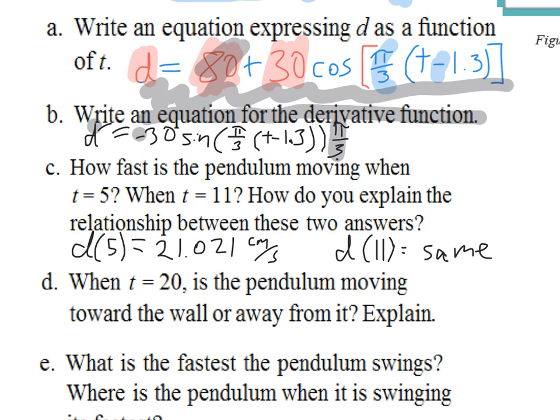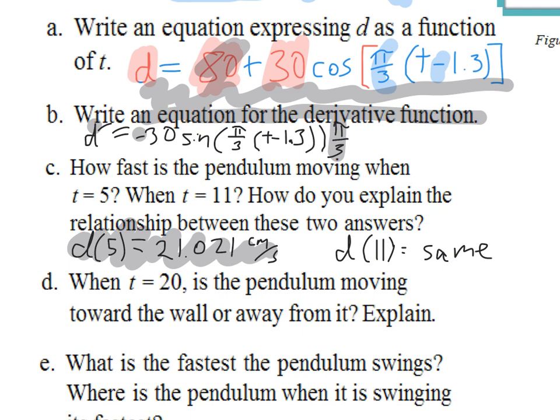So that's the derivative. Now it's asking us, how fast is the pendulum moving when t equals 5 seconds? I did this calculation and got this, and then when it's 11 seconds. That was a little confusing, because I know the period is 6. So if 5 is 21.021 centimeters per second, then 11 is 21.021 centimeters per second. Sines and cosines repeat each other. And if you are trying to find answers which are exactly a period away from the previous number, it's the same.